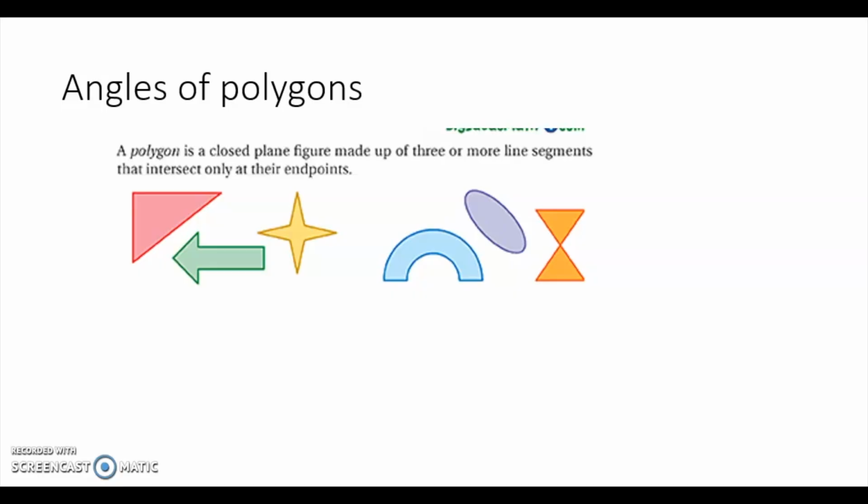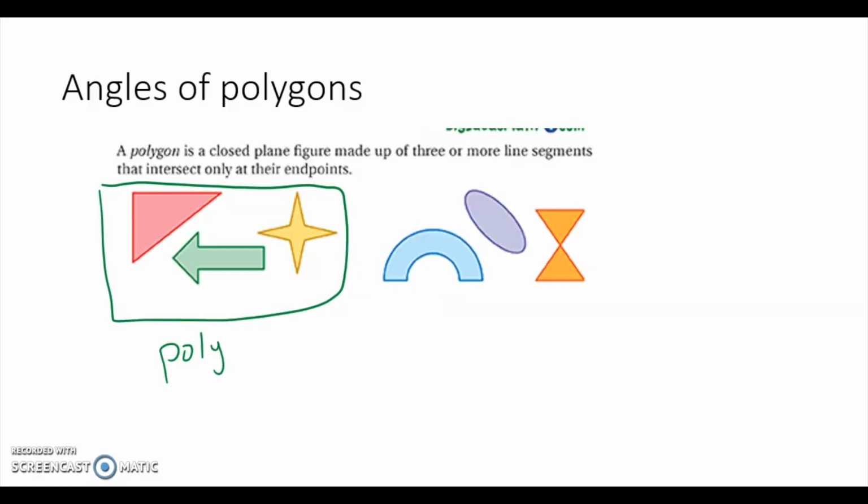If we're looking at the shapes up here, we can see that these first 3 shapes would be considered polygons. That's because all of the sides are straight lines and they come together at vertices. So there aren't any open parts. The shape is what we call closed at endpoints.